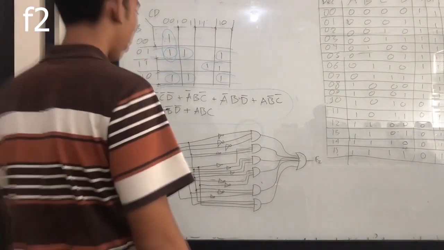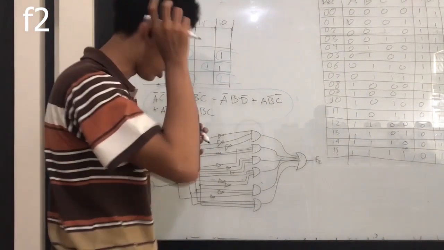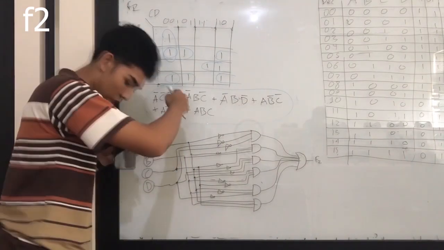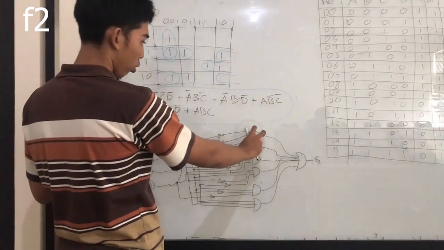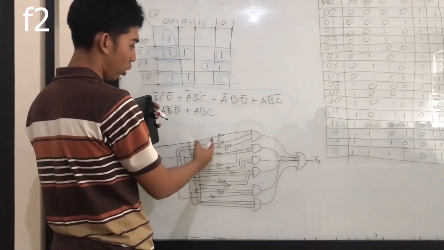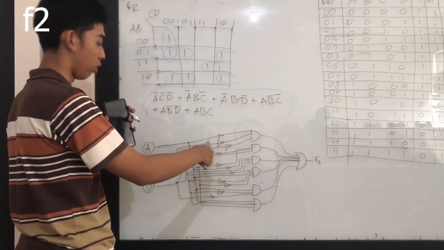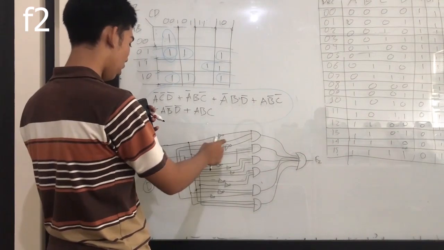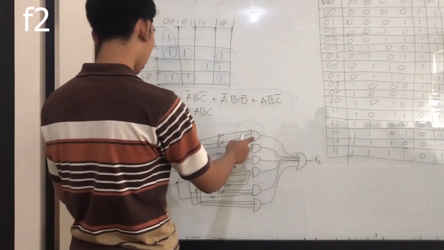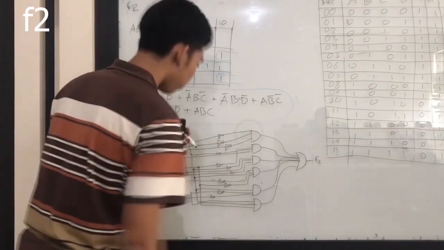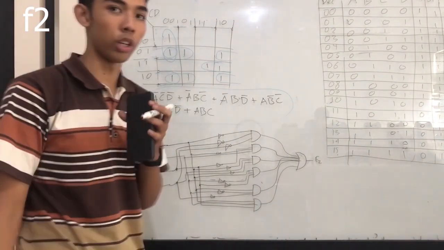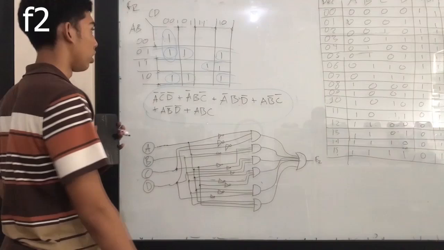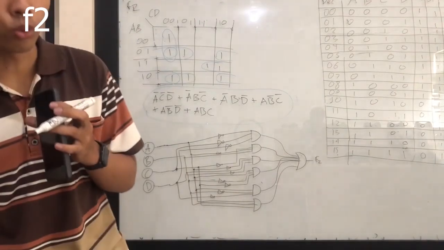Okay, from this expression we got this. So let me explain briefly. This A inverse, C inverse, and D inverse should go to this end. So that's why there are three inverses right here. So A connects here, C connects here, and D connects here. Okay, that's it for F2. It's a bit complicated, you know, but yeah, we just have to draw them.